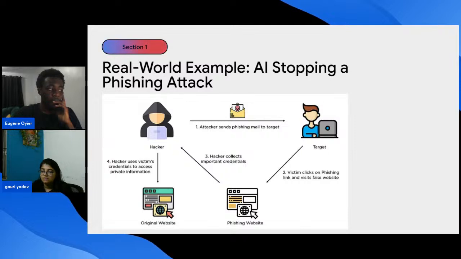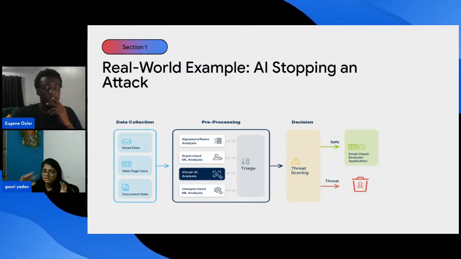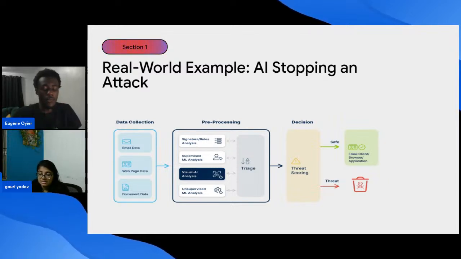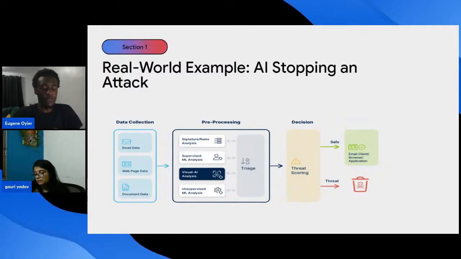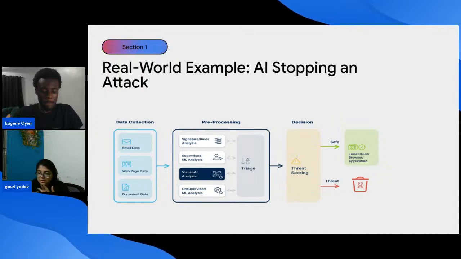So now let's have a look at how AI can actually stop an attack. So how does AI work in that scenario? AI combats phishing attacks by analyzing email content. AI is a kind of thing that works on the availability of data. So the first thing AI does is data collection. They get their data from email, from the web, from documents, and a lot of different kinds of sources. Well, these are the three main sources.